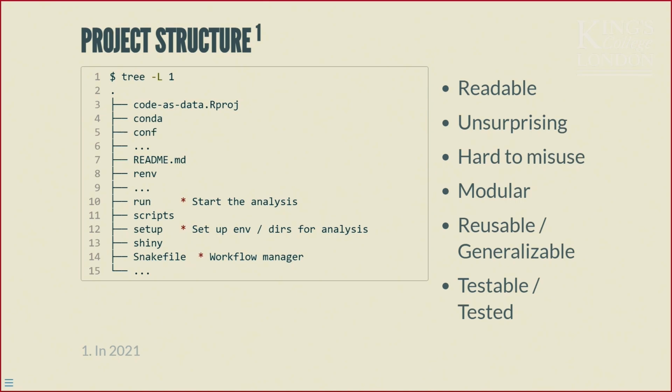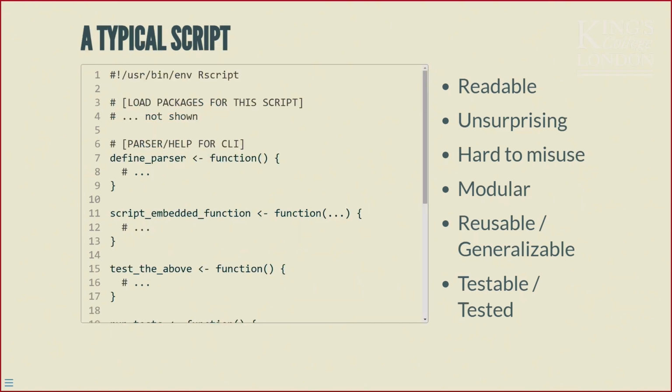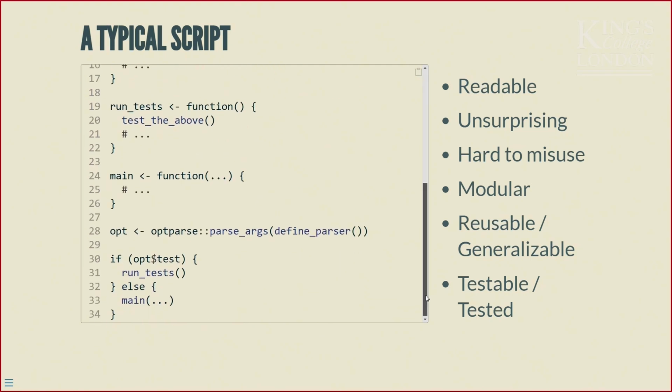You might not know any of the tools that are involved in this project, but Snakemake and Conda were prevalent across bioinformatics at the time and probably still are. Anyway, a typical script looks like this. We've got a bunch of functions in there and some tests for those functions, and a way of defining command line arguments. And then at the end of the script, there's something that just runs the content of those scripts.